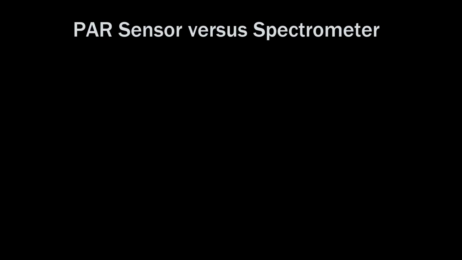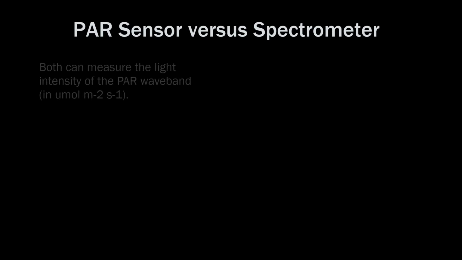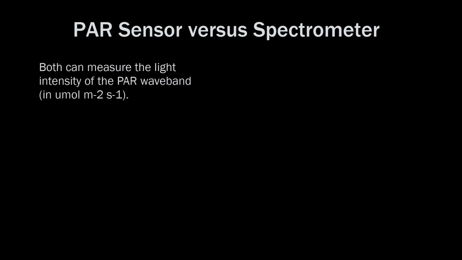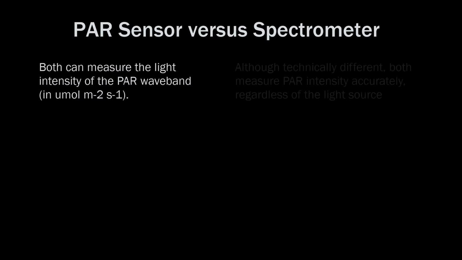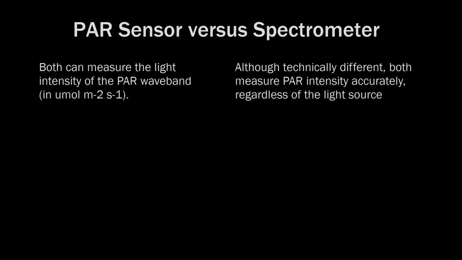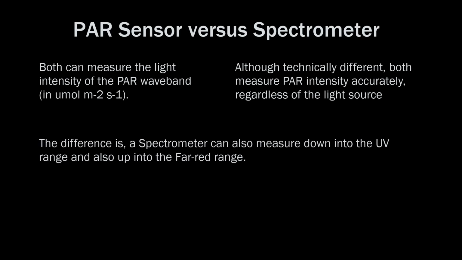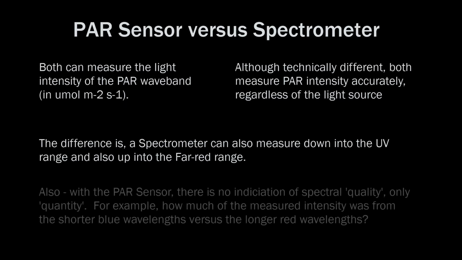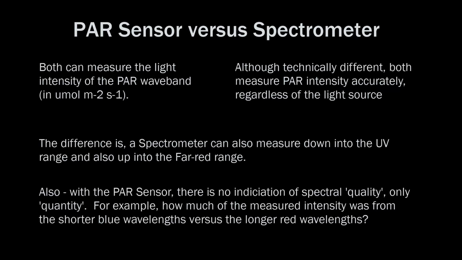So in that first video, we talked about the benefits of having a good PAR sensor for measuring light intensity. Now let's discuss the differences between the PAR sensor and a spectrometer. Both instruments can measure light intensity within that PAR waveband very accurately, regardless of what the light source is. The main difference is the spectrometer can also measure down into the UV range, as well as up into the far red range. With the PAR sensor, there's no real indication of spectral quality, only the quantity. So for example, if we measure the intensity, we're not going to be sure if it's from shorter blue wavelengths or longer red wavelengths. Let's now take a more detailed look at a spectrometer.